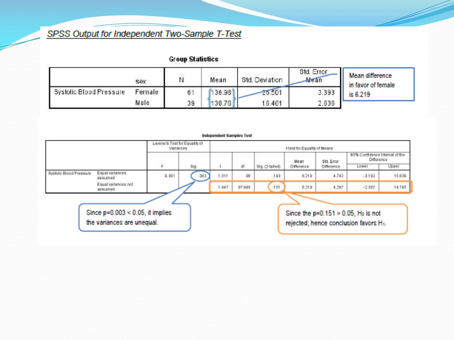From the group statistics table, we realize that the mean systolic blood pressure for females was 136.98 millimeters of mercury with a standard deviation of 20.501 millimeters of mercury. And the males had a mean systolic blood pressure of 130.76 millimeters of mercury with a standard deviation of 16.461. The mean difference, which will be compared to 0 using the t-test, is 6.219 millimeters of mercury.